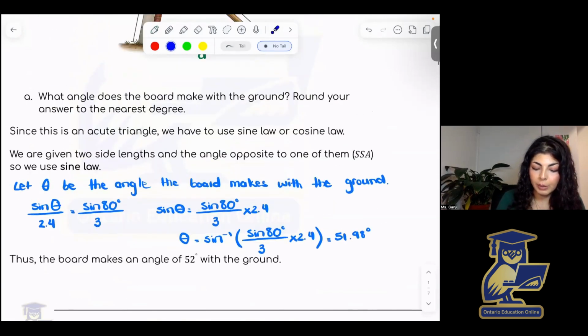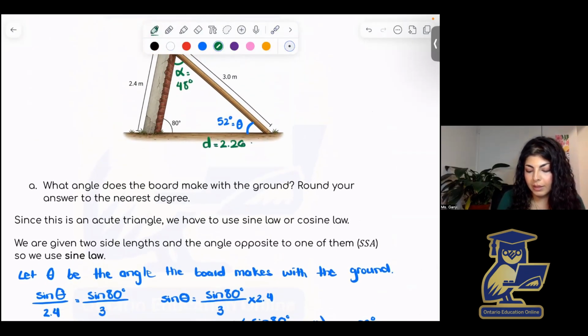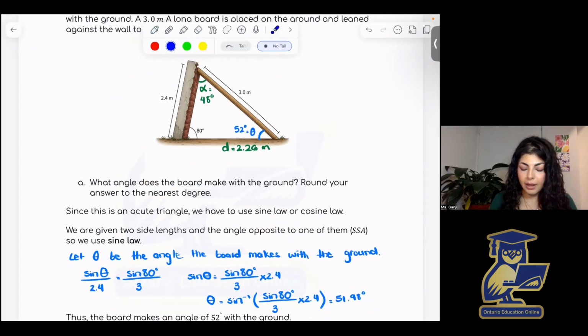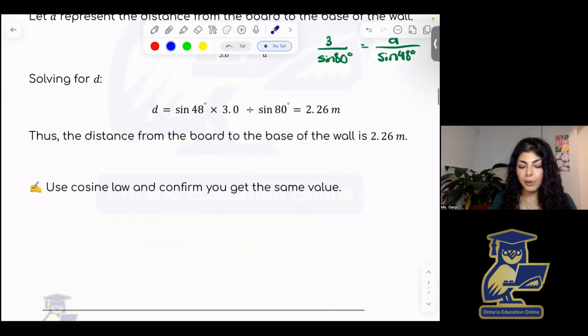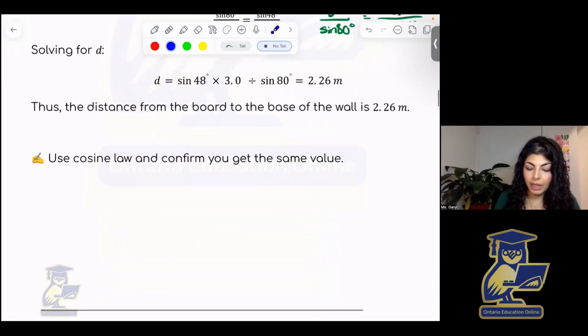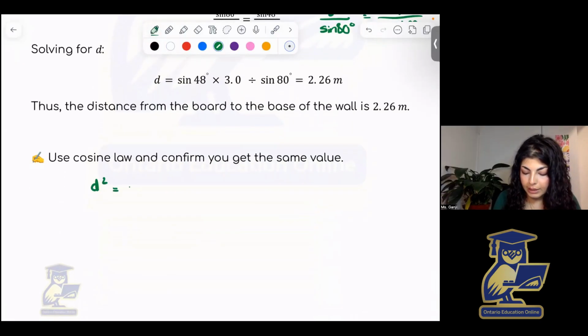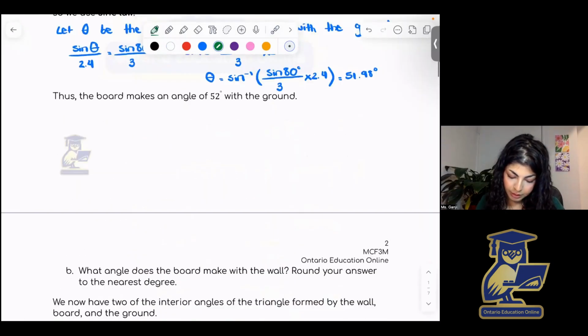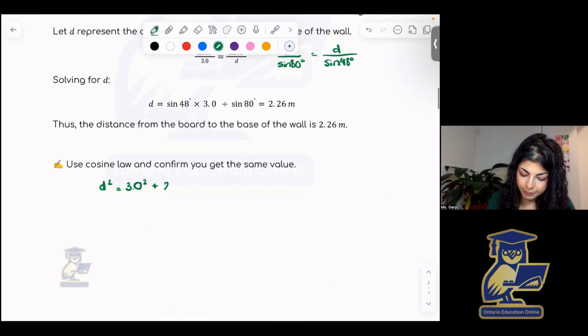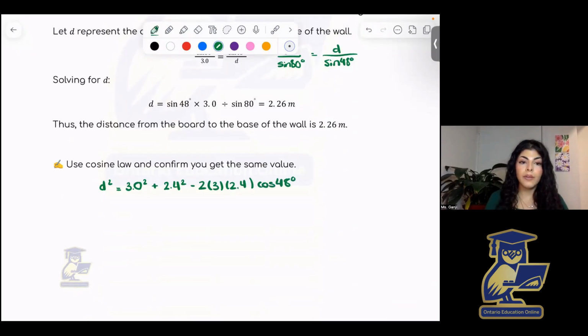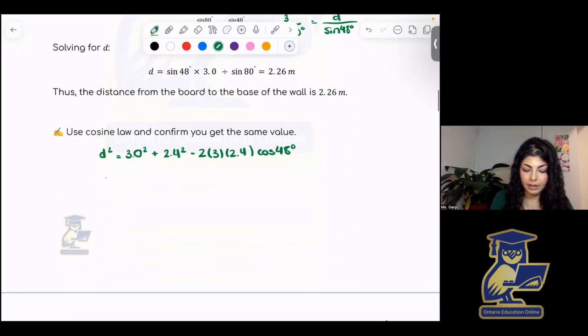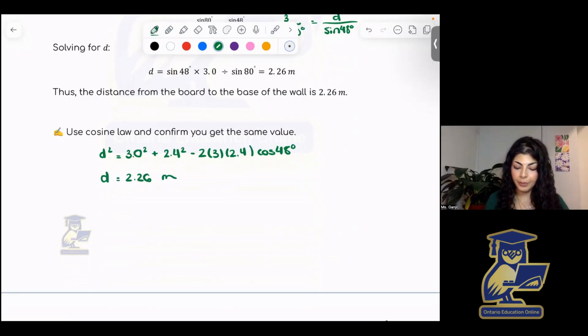And I can label that up here as well. This is 2.26 meters. And of course, as a practice for you, use cosine law here and confirm that you get the same value. So that's exactly what I was mentioning. So if you do d squared is equal to 3 squared plus, I believe it was 2.4 squared, minus 2 times 3 times 2.4 and then cosine of 48 degrees. So if you solve for the left-hand side here and then take the square root, you should also get D is equal to 2.26 meters.